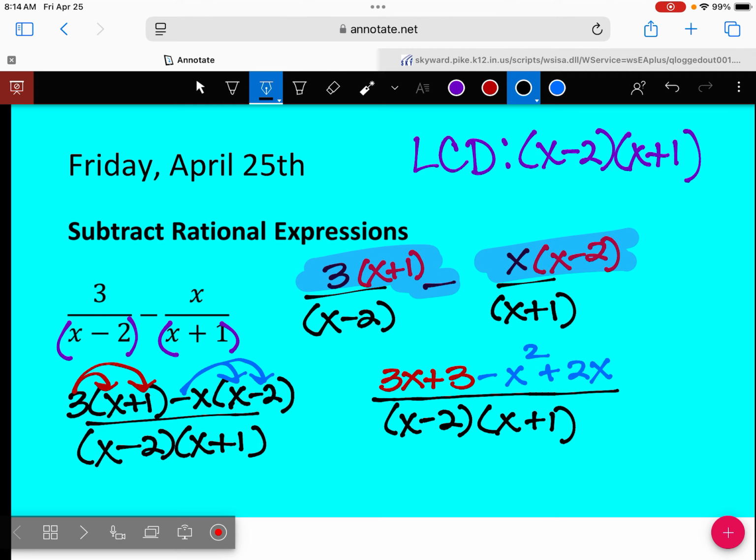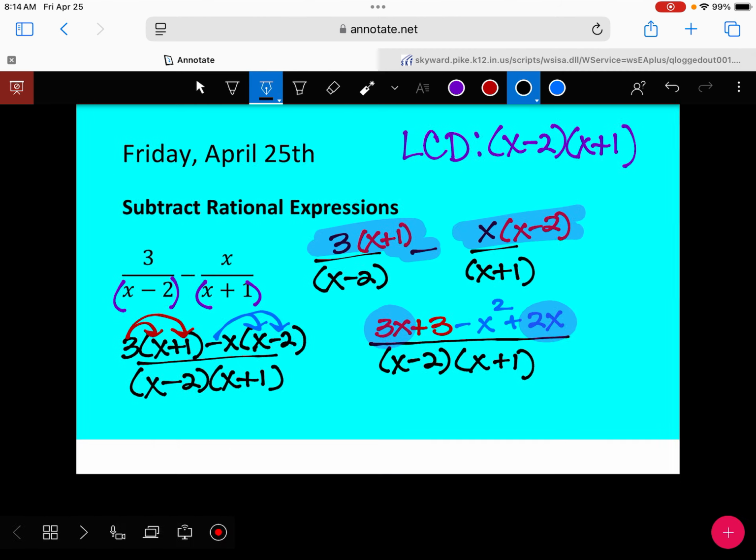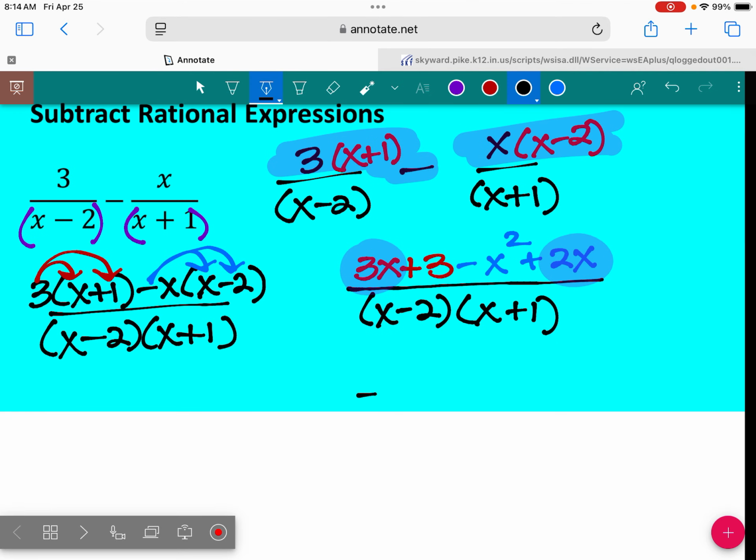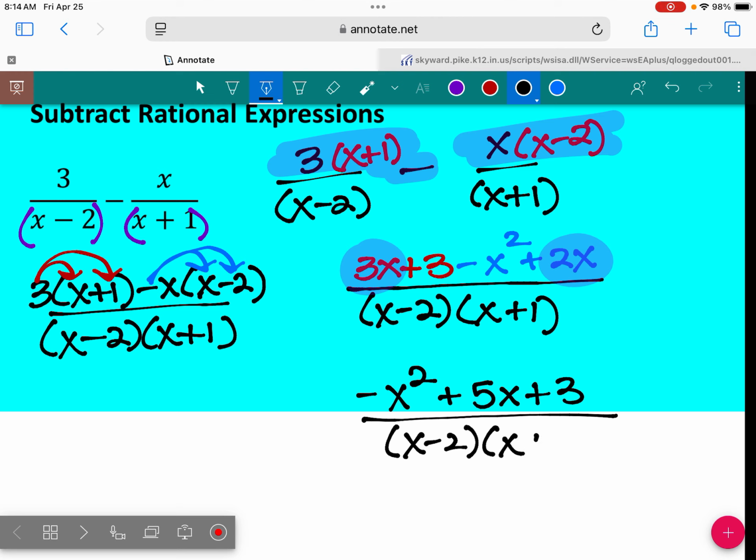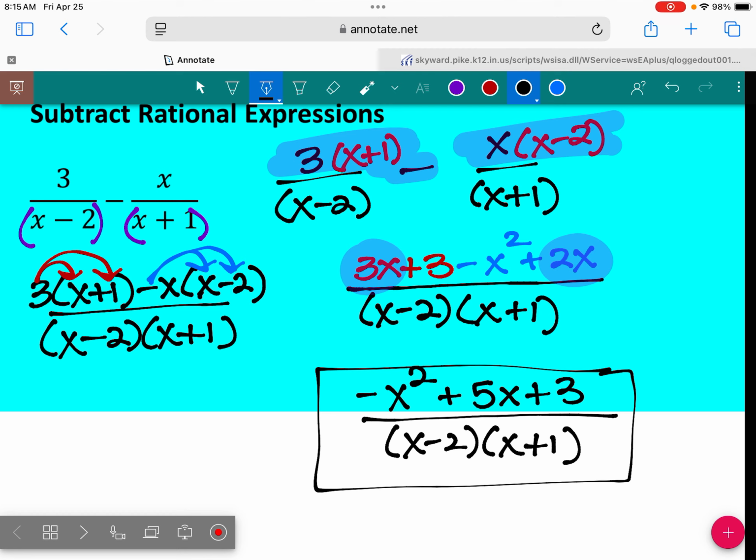And then our last step would be to look for any like terms. And we do have 2 like terms. We have this 3x and the 2x that we can add together. So my final answer is negative x squared plus 5x plus 3. And that's all over my LCD. And that would be your final answer. Any questions?